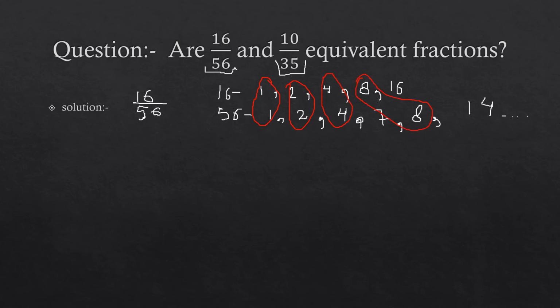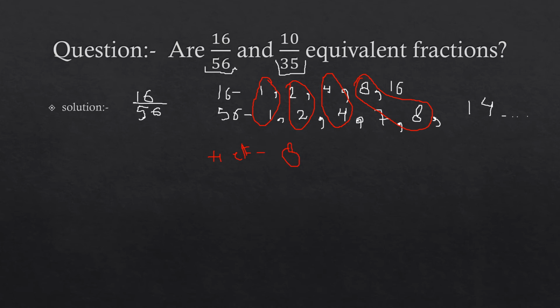These are the common factors for 16 and 56. Out of the common factors, we want the highest common factor. The highest common factor is 8.